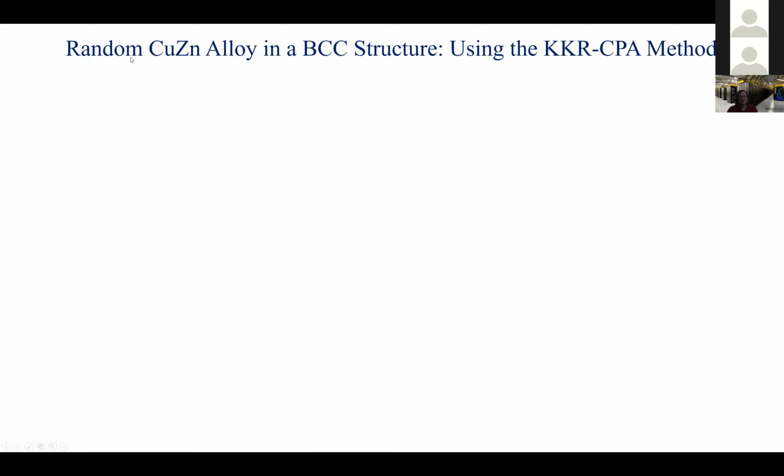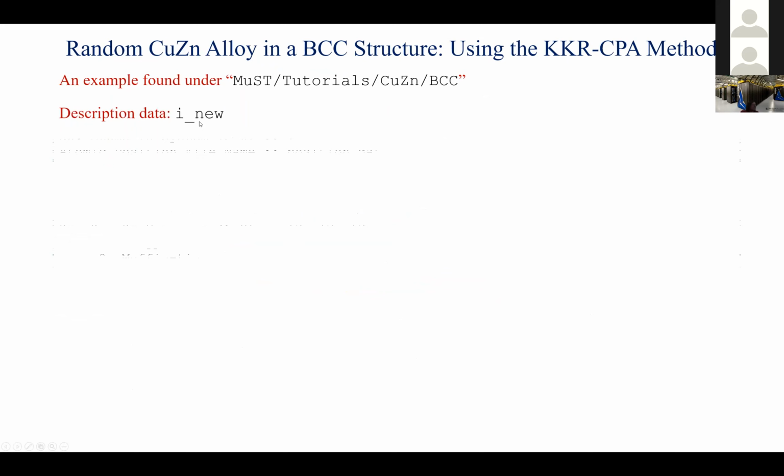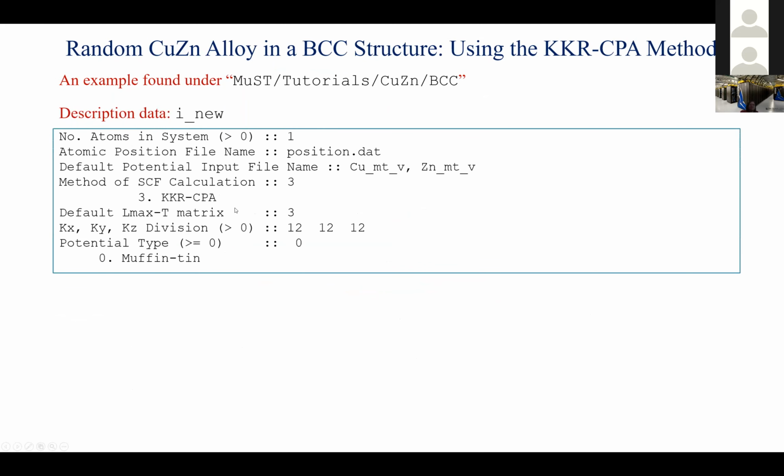Let's look at this random structure for a BCC structure. We use the KKR CPA method. All right, so let's do that particular example. Let's just go to this particular subdirectory. And the input data is given by this, right? So I just took a piece out to show you how this looks.